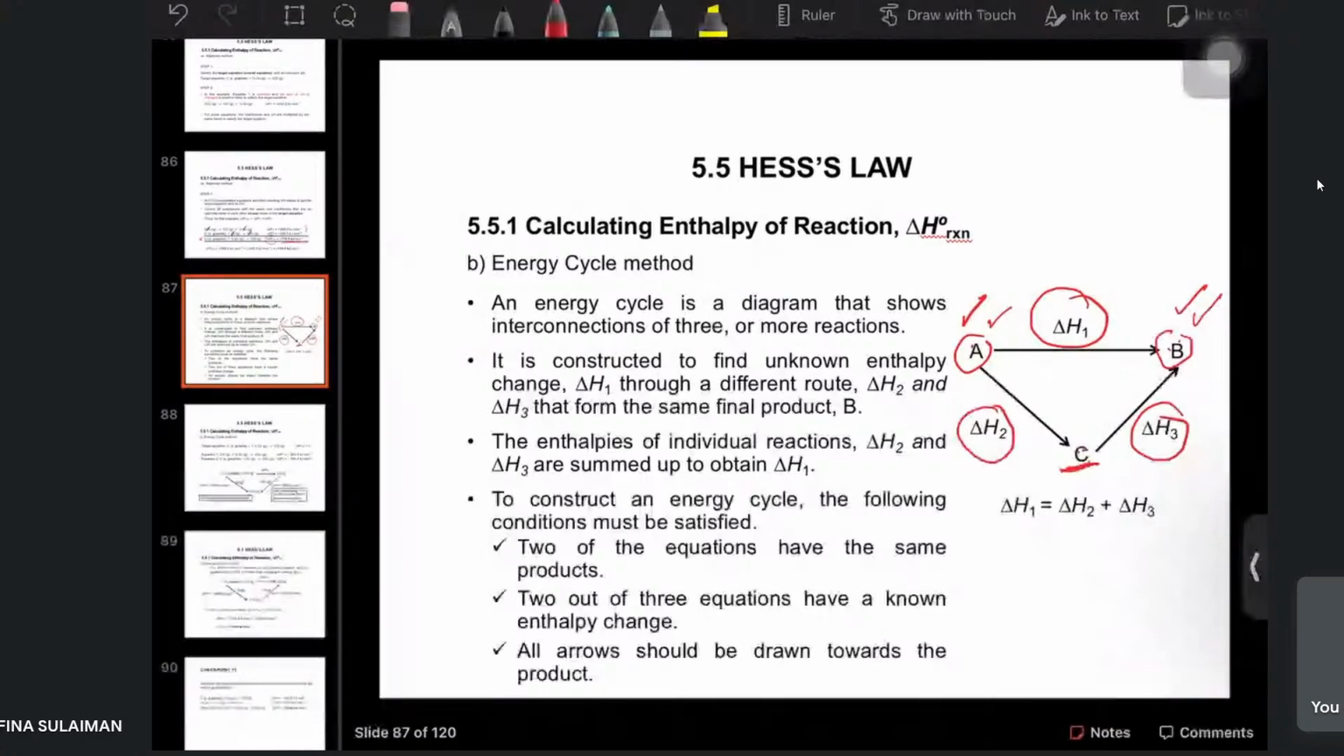So let's say lah, okay, let's say you tak tahu delta H1 tapi you tahu delta H2 and delta H3. Perlu tak you calculate delta H1? Bolehlah you tambahkan these two, 2 dengan 3 you akan dapat 1. If let's say you tak tahu delta H3 tapi you ada delta H2 and delta H1 pun you boleh calculate macam mana.